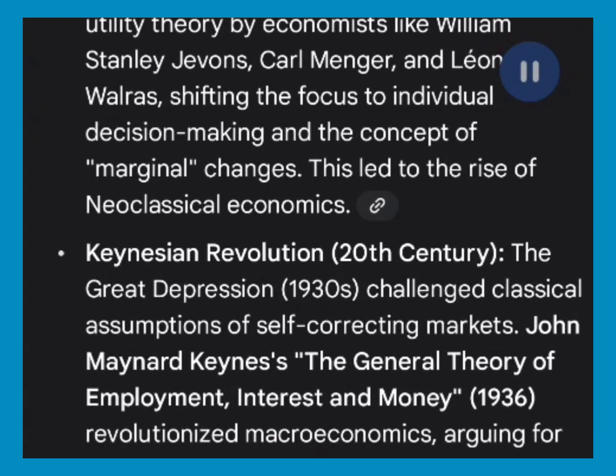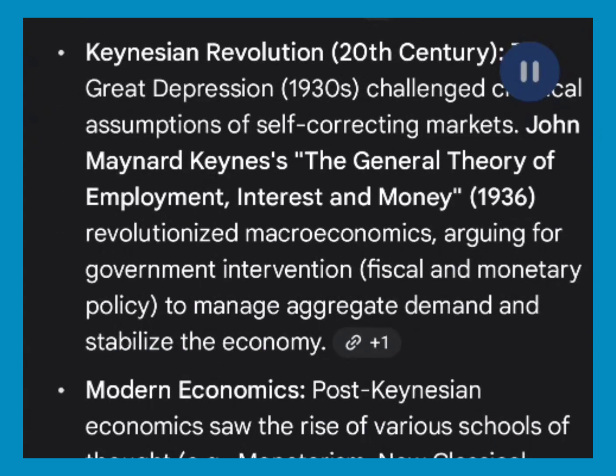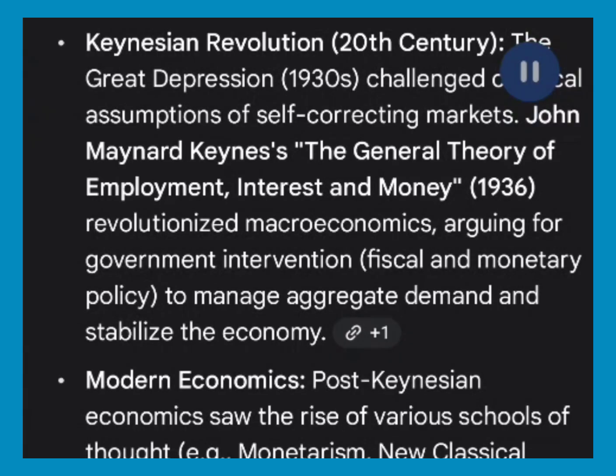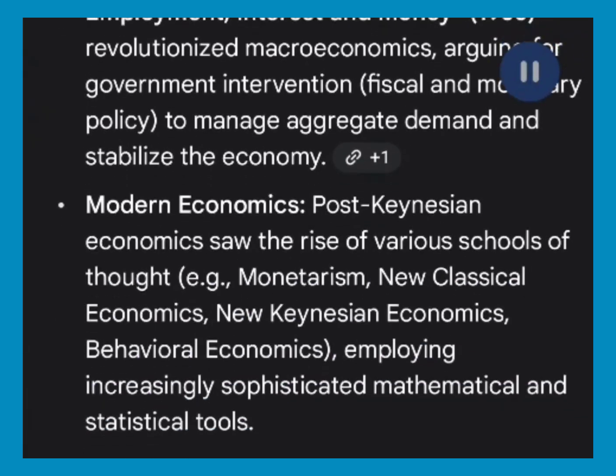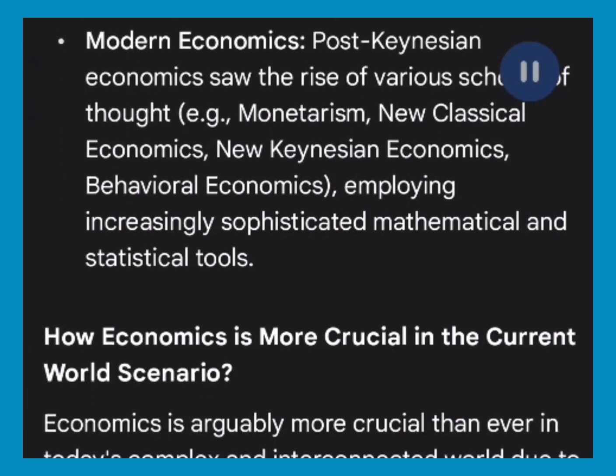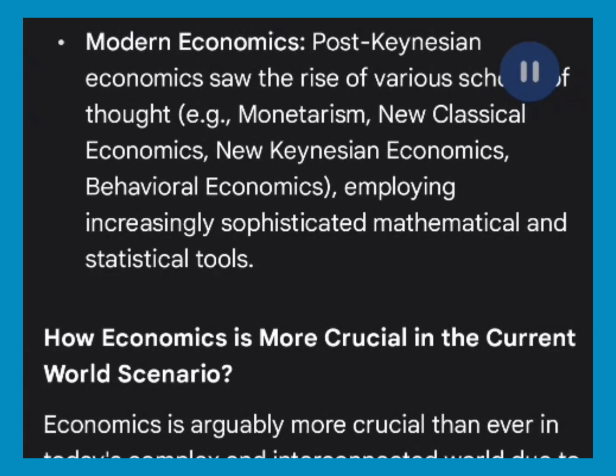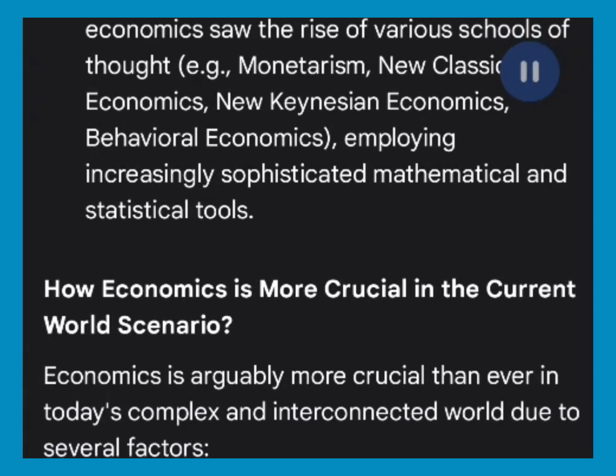Keynesian Revolution, 20th century. The Great Depression of the 1930s challenged classical assumptions of self-correcting markets. John Maynard Keynes's The General Theory of Employment, Interest and Money (1936) revolutionized macroeconomics, arguing for government intervention, fiscal and monetary policy, to manage aggregate demand and stabilize the economy. Modern economics: post-Keynesian economics saw the rise of various schools of thought, e.g., monetarism, New Classical Economics, New Keynesian Economics, and Behavioral Economics, employing increasingly sophisticated mathematical and statistical tools.